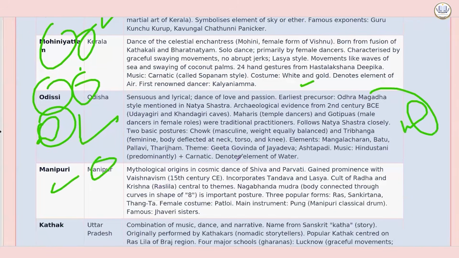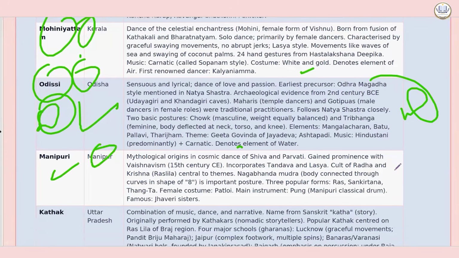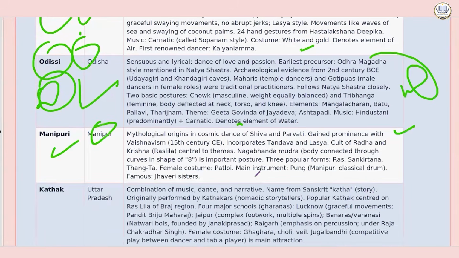Then we have Manipuri. From Manipur, it has mythological origins in the cosmic dance of Shiva and Parvati, gained prominence with Vaishnavism, and incorporates both Tandava and Lasya elements. The cult of Radha and Krishna is central to the themes. Nagabandha Mudra, where the body connects through the curving shape of 8, is an important posture. Three popular forms are Rasa, Sankirtana, and Thang-Ta. The female costume is Patloi, the main instrument is Pung, the Manipuri classical drum, and famous exponents are the Jhaveri sisters.